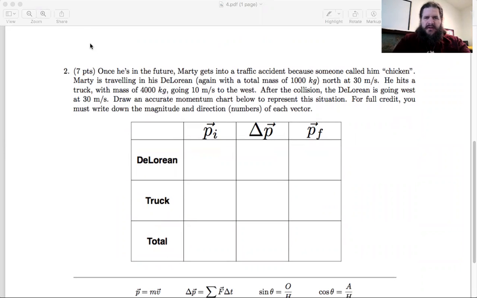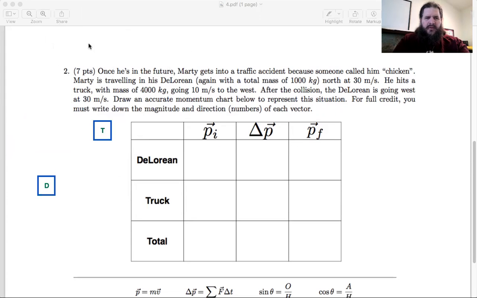In the initial situation, we've got this car. Make that a little bigger. This car traveling north. I'll call this D for DeLorean. And a truck traveling west. So we'll call that T for truck. So the DeLorean and the truck.